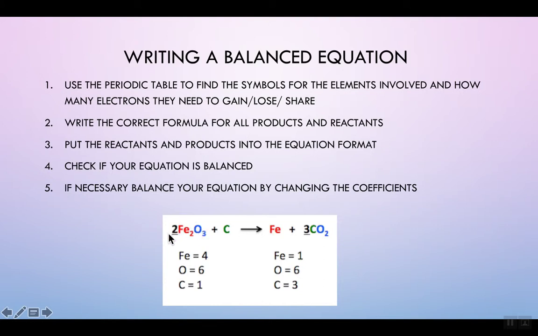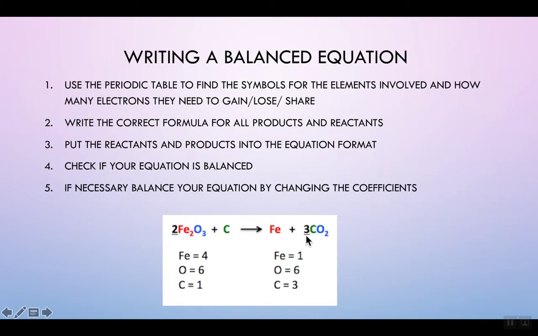So you put reactants on the left, you put your arrow, you put your products on the right. Remember, once you've done that, you do not change these formulas at all. Then you check if your equation is balanced. Sometimes you get lucky and it's already balanced for you. If not, then you need to change these coefficients. That's those big numbers at the top, and they're the only ones you can change.